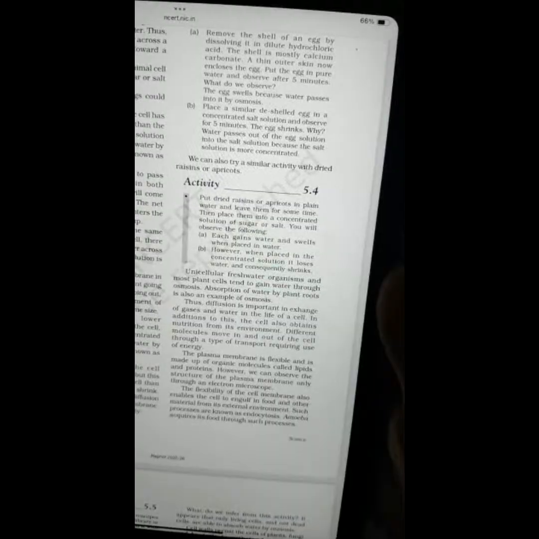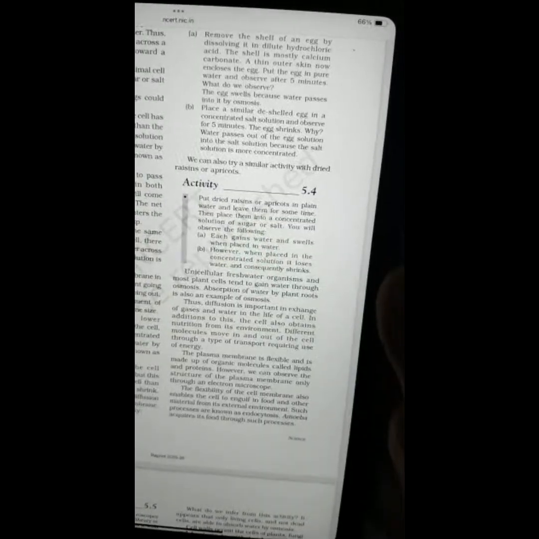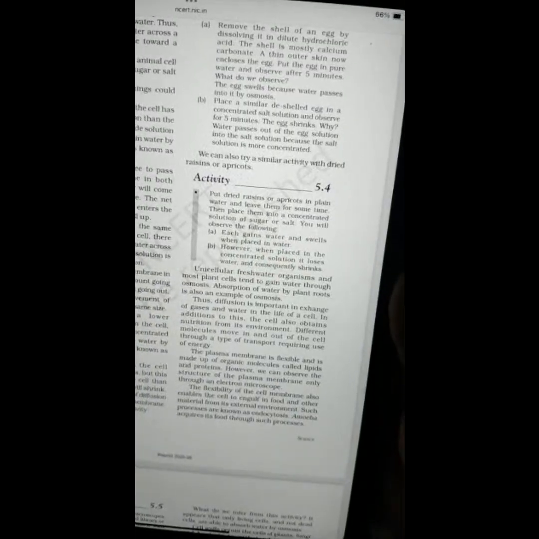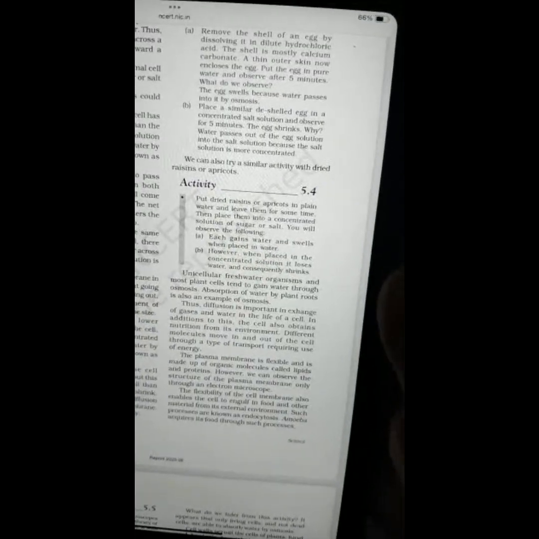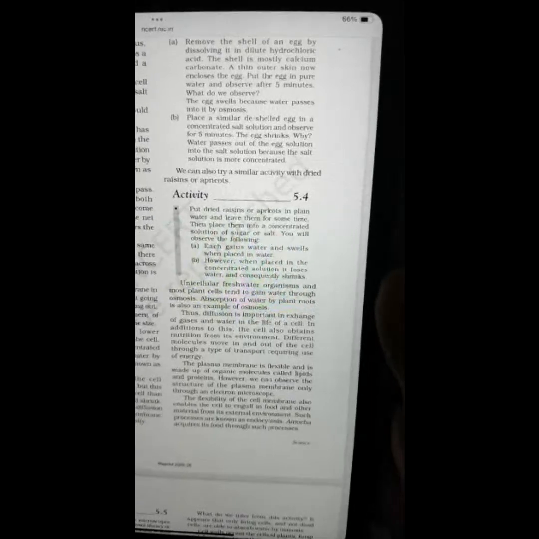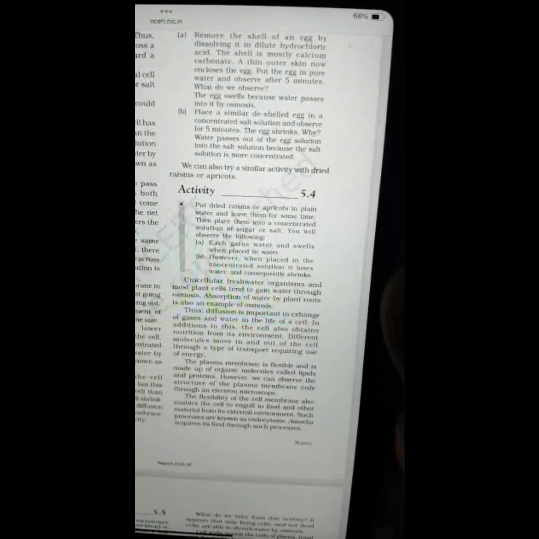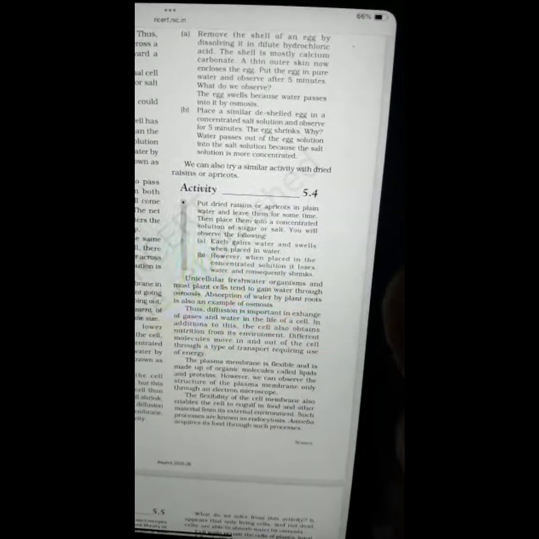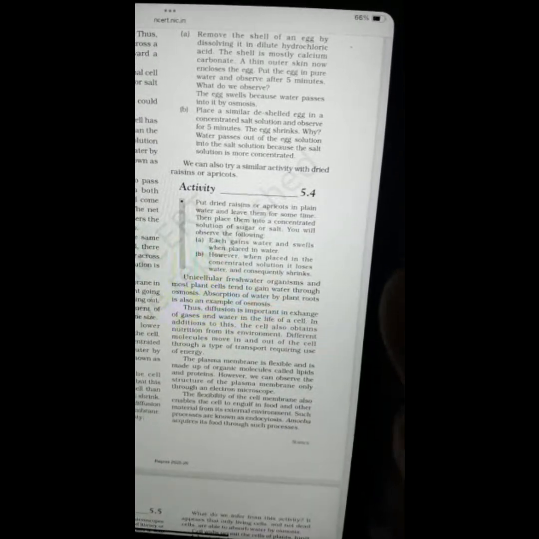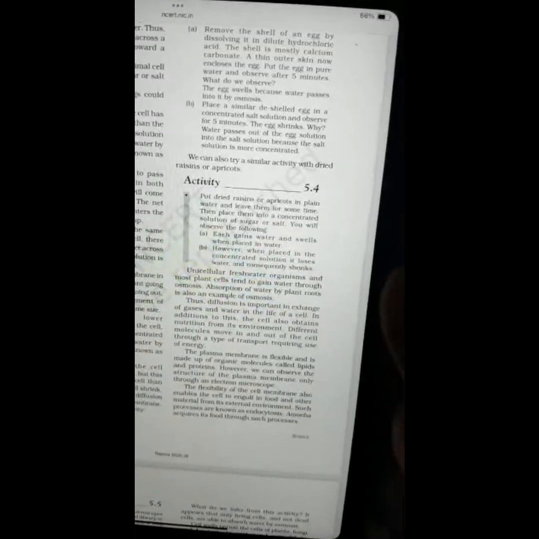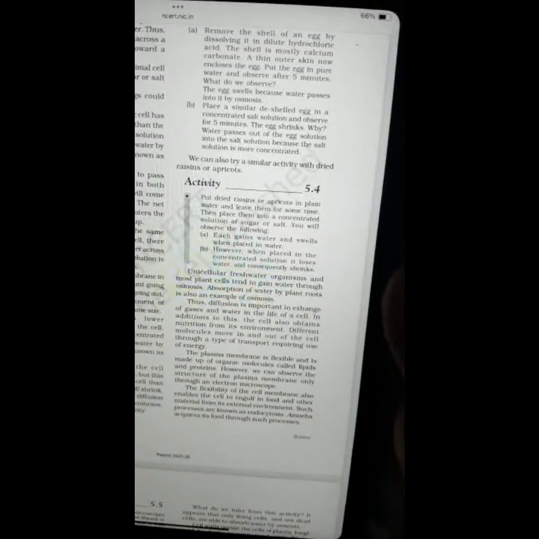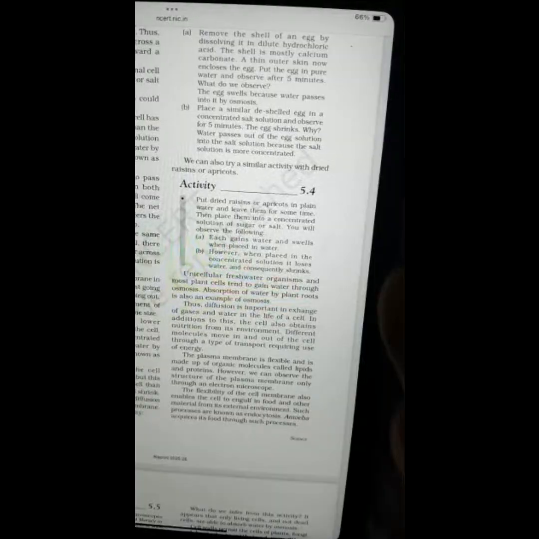Unicellular freshwater organisms and most plant cells tend to gain water through osmosis. Absorption of water by plant root is also an example of osmosis. Thus, diffusion is important in exchange of gases and water in the life of a cell. In addition to this, the cell also obtains nutrition from this environment. Different molecules move in and out of the cell through a type of transport requiring use of energy.